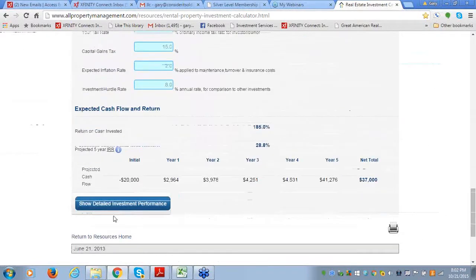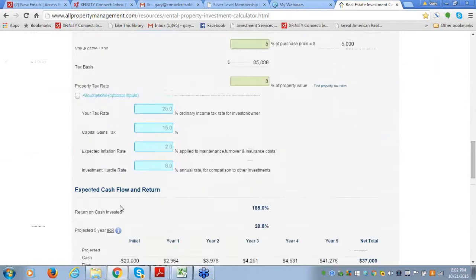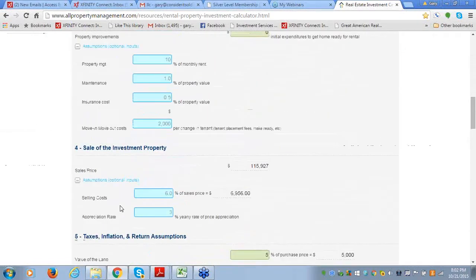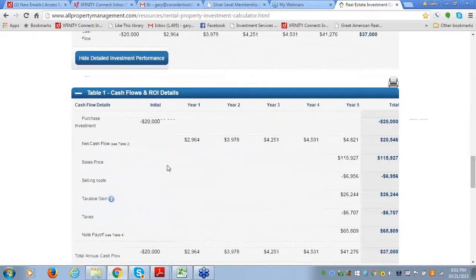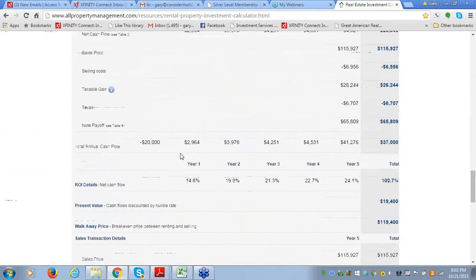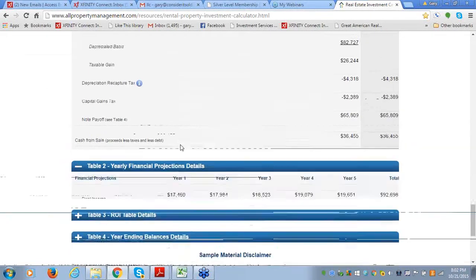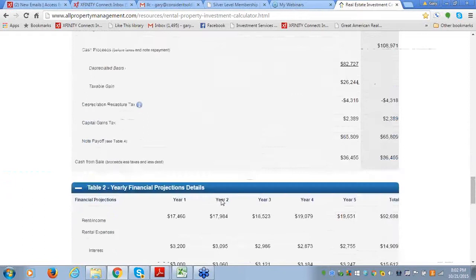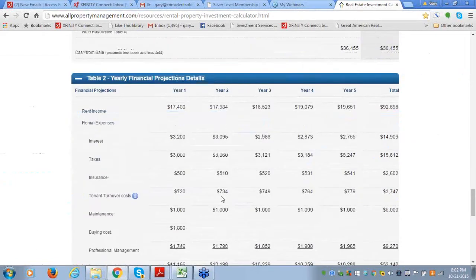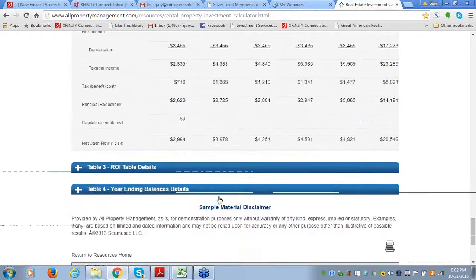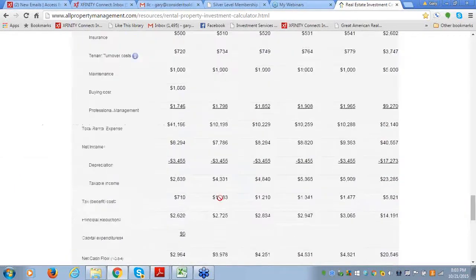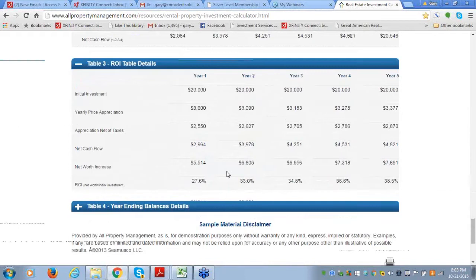There is more you can do. If you click on this, you get a lot of other information, cash flows and return on investment details. Okay. You also can get yearly financial projections, details of that. Okay, pretty awesome stuff. You get return on investment table details. Okay, you get all this good stuff here. So you can see what your return on your investment.